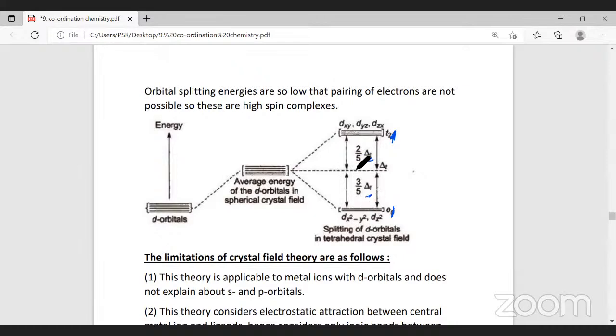Now, out of 5 orbitals, 3 go to a higher level, therefore it's 3/5. 3/5 is how much? 0.6. And we have 2, so 0.6 into 2 is 1.2. Now 2/5 is plus 0.4. Since we have 3 orbitals, plus 0.4 into 3 is plus 1.2. So the increase in energy and the decrease in energy are balanced. Therefore, the barycenter is maintained. This is with respect to crystal field splitting in which complex? Tetrahedral complex.